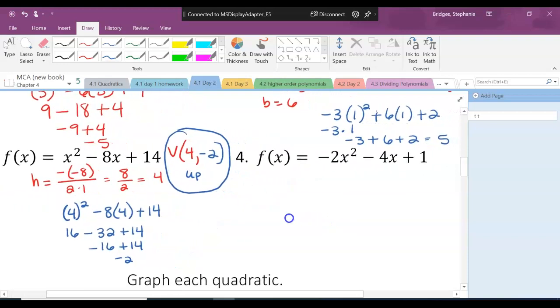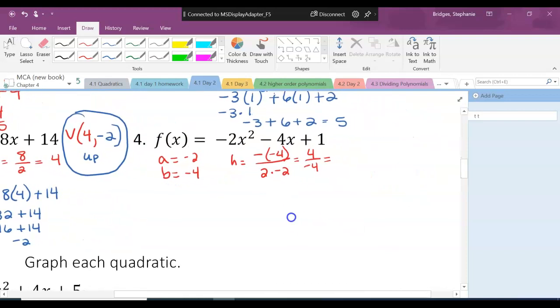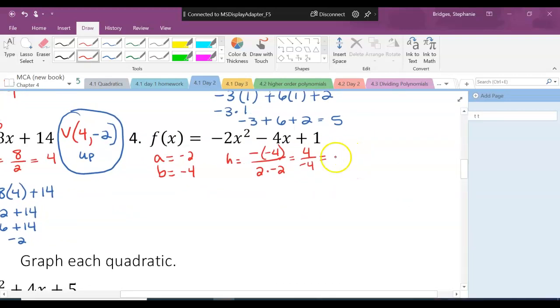All right. For 4, what is A? And what is B? Okay. So we're going to plug it in. It is the opposite of B over 2 times A. What is the opposite of negative 4? Positive 4. What's 2 times negative 2? And 4 divided by negative 4 is negative 1. Okay, so for the vertex, the H value is negative 1.